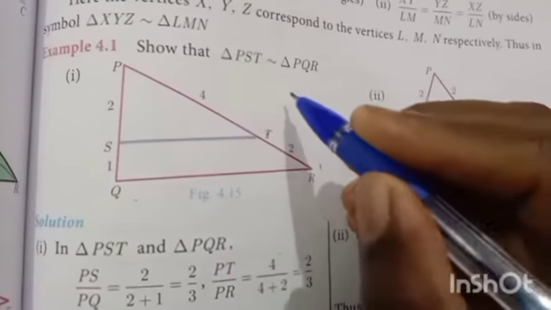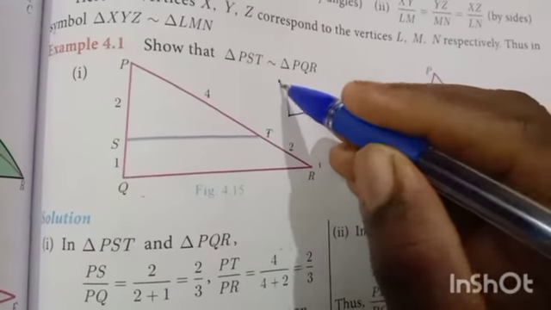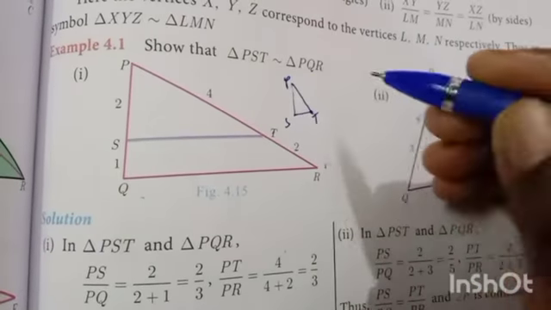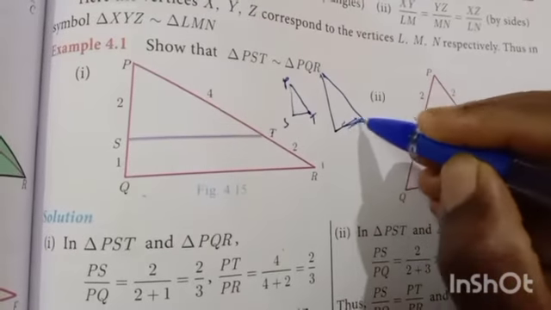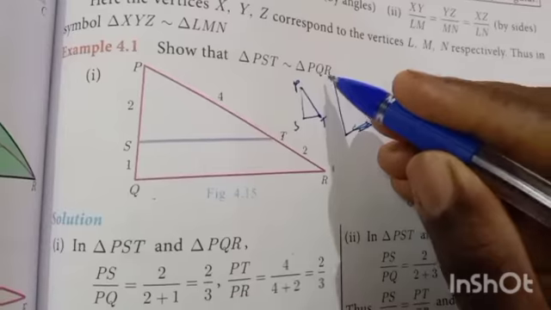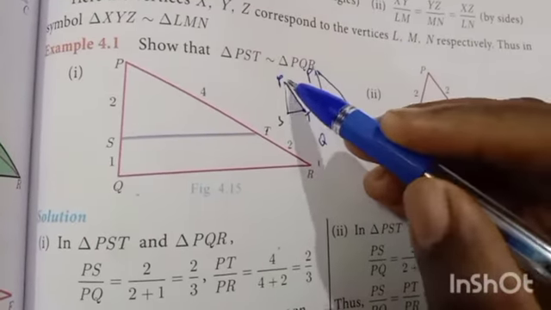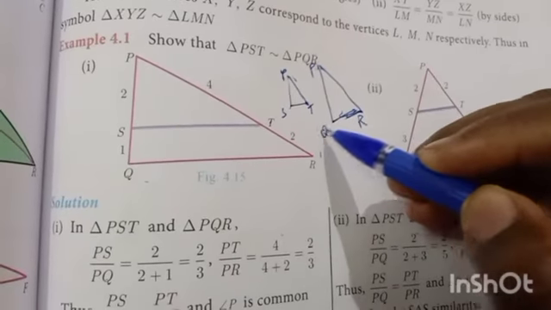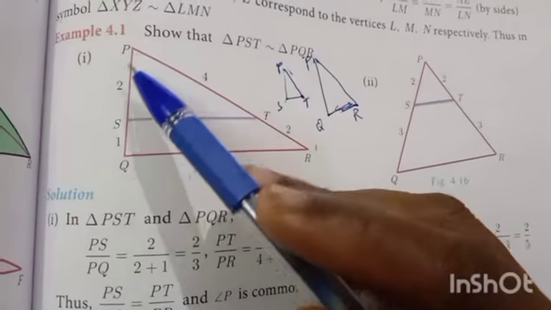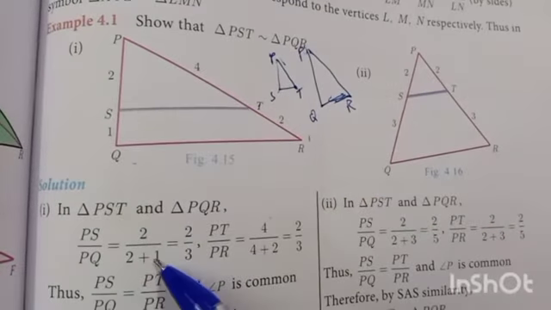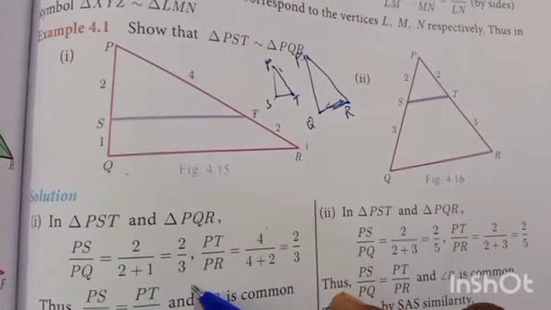Suppose you have a doubt, you can draw the triangles separately. That is PST. Another triangle, separate it, that is PQR. So what are the corresponding sides? PS by PQ. The values are given: PS is 2, PQ is 2 plus 1. So that is 2 by 3.